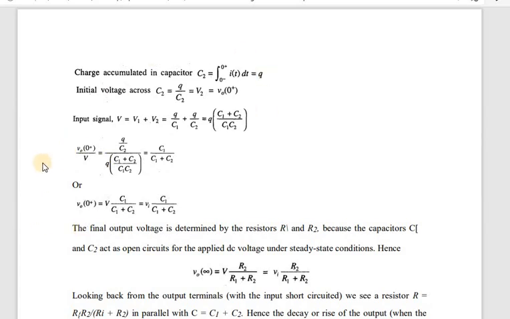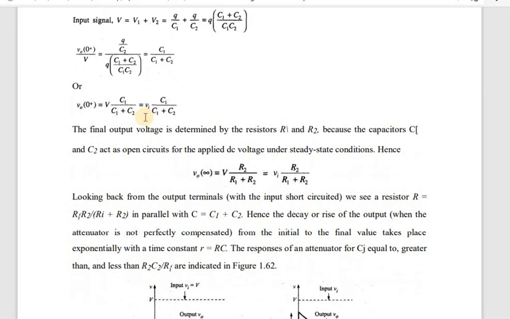Now you apply this equation. V0(t) divided by V is equal to Q by C2 divided by Q into (C1 plus C2) divided by C1 C2, and by using all this you will get the answer: V0(0), the output voltage, is equal to V into C1 divided by C1 plus C2. It is also given as output voltage equals input voltage into C1 by C1 plus C2. So, clear?